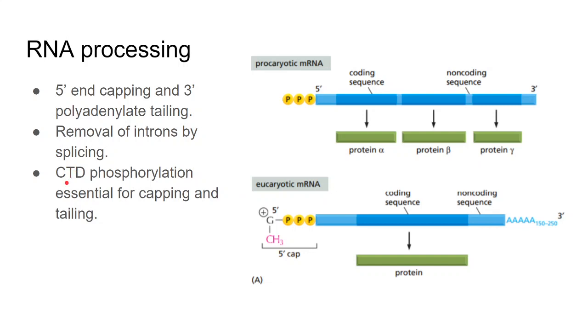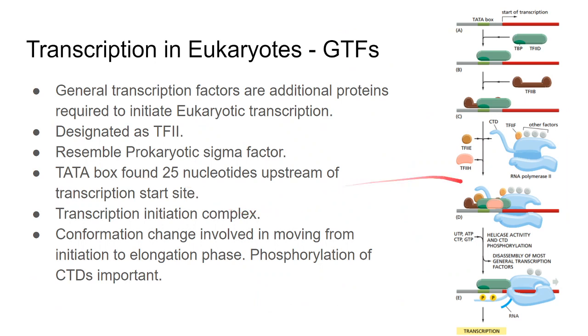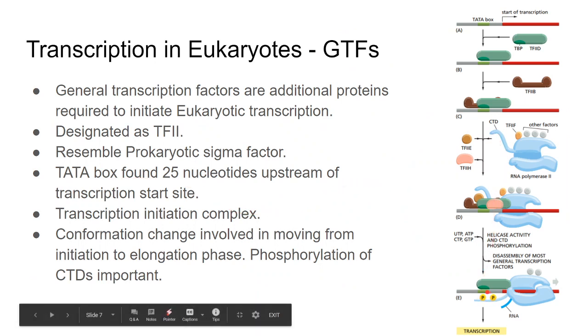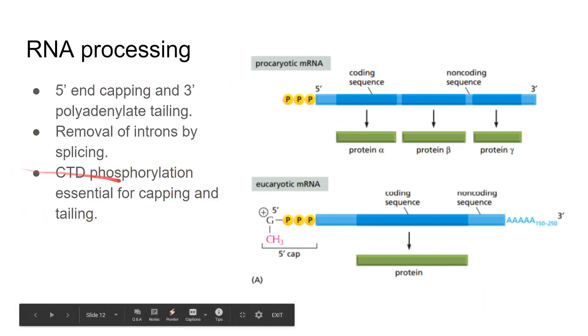And the CTD phosphorylation, if you remember, I'll just go back. Yeah, so this CTD, the C-terminal domain, I talked about how the C-terminal domain phosphorylation was important for RNA processing, and we'll see how. So CTD phosphorylation is essential for capping and tailing.